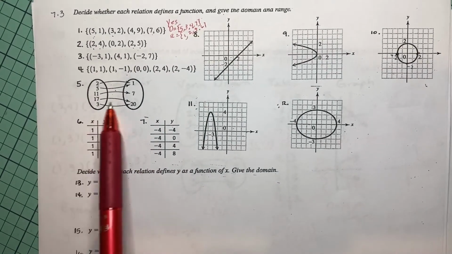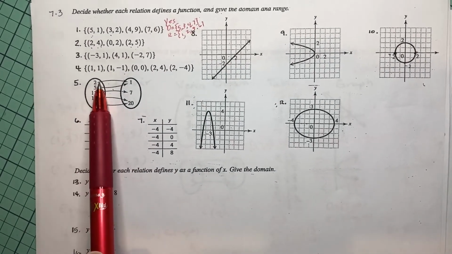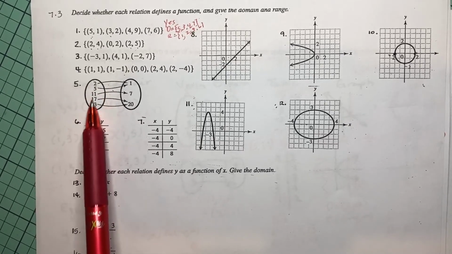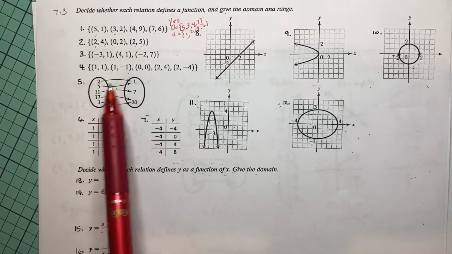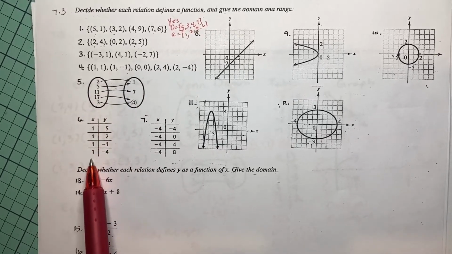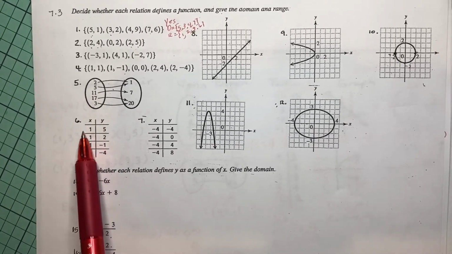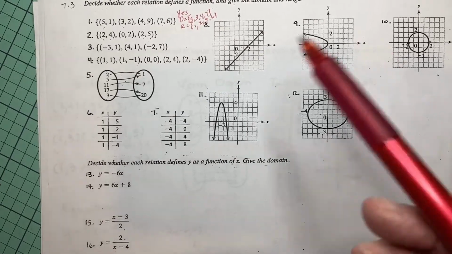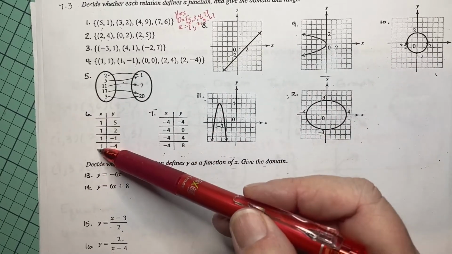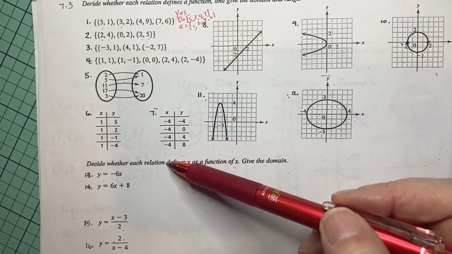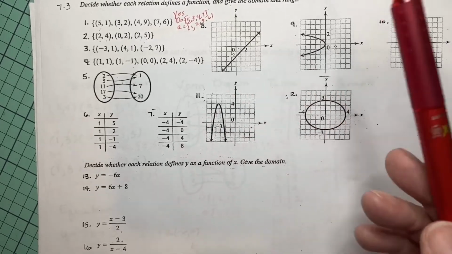Here we've got our Venn diagram. You see that it only has one point coming off of each one. So yes, that's a function. This is your domain. This is your range. This one, domain, range. But no, this one's not a function because all of those x's are the same. So it's not a function. Same thing with this one. All of the x's are the same, so it's not a function. And you would just list your domain and range.